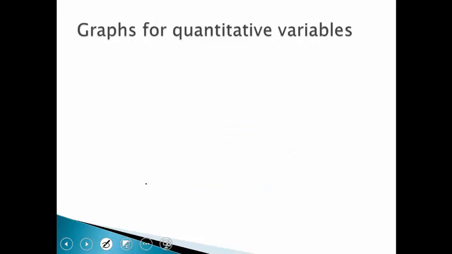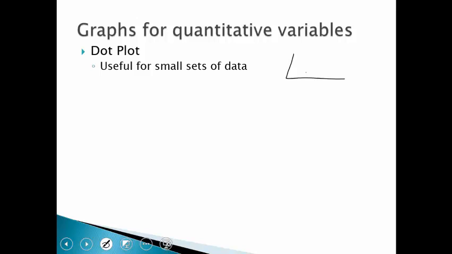So for quantitative variables, you can have a dot plot. And we've actually used dot plots in the class already. Really useful for small sets of data, where I think we used X's with the jelly blubbers, right?